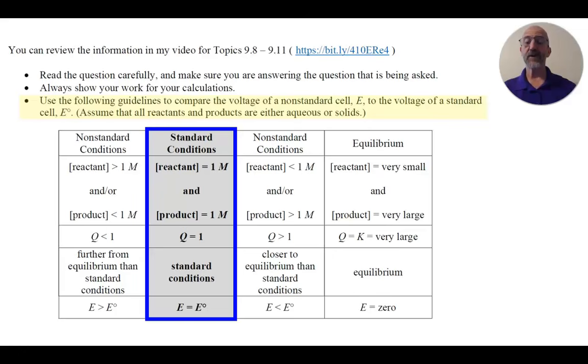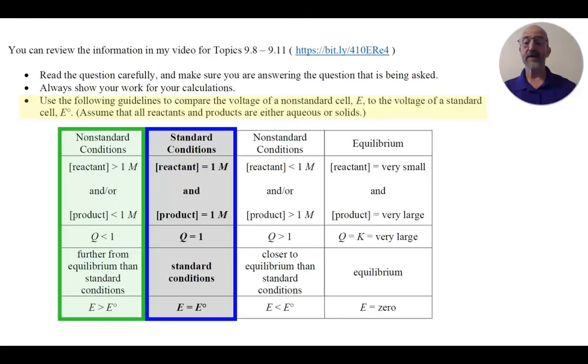The value of Q is equal to 1, and the cell potential is equal to the standard cell potential value. But what if non-standard conditions exist that would cause Q to be less than 1? Well, you could either increase the concentration of a reactant, or you could decrease the concentration of a product. And that's what happened when that precipitate formed in the lead half cell.